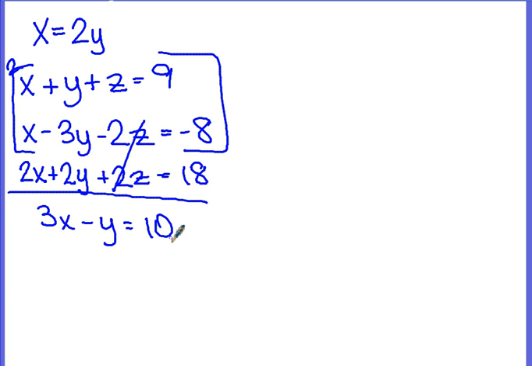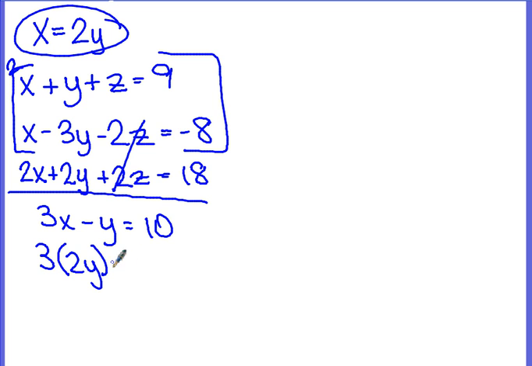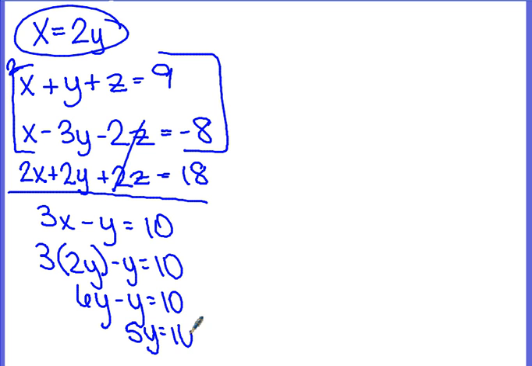Now that I've taken care of elimination, I've taken care of the z's, I can use x equals 2y to substitute in for x to solve for y in this equation. So in place of x, we're going to put 2y. And then we can solve this equation for y. 3 times 2y is 6y. 6y minus y is 5y. So we have 5y equals 10, which means that y equals 2.